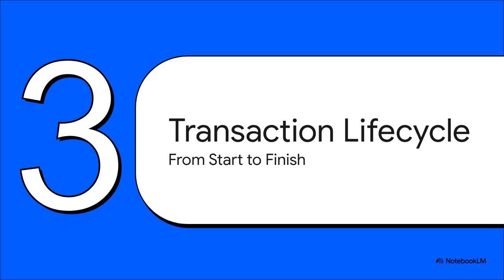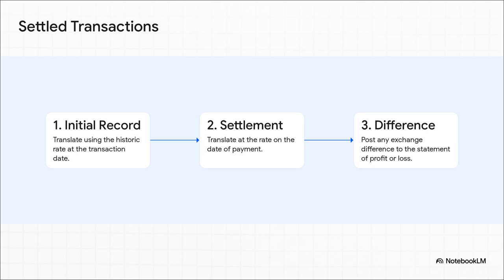All right, toolkit is assembled. Let's get our hands dirty and put these concepts into action. We're going to follow the journey of a simple foreign currency transaction, right from the moment it happens to the moment it's all paid off. For a transaction that starts and settles all within the same accounting period, the process is pretty straightforward. First, you record the transaction using the exchange rate on that day. That's our historic rate. Second, when you settle the bill, you use the rate on the day you make the payment. And third, because those two rates are almost never the same, there's going to be a difference. That difference gets posted as an exchange gain or loss, and it goes straight to your income statement.